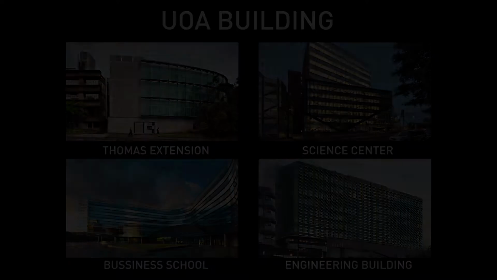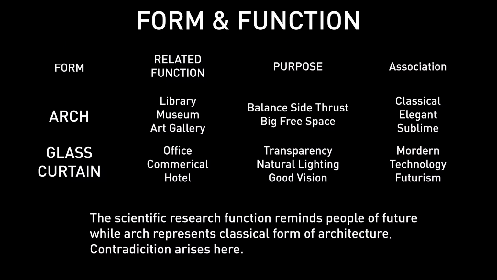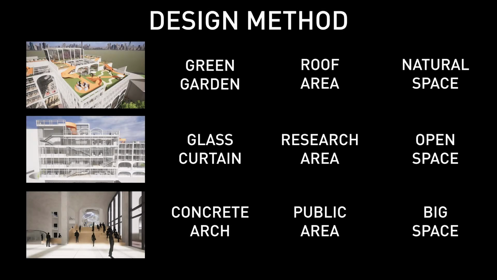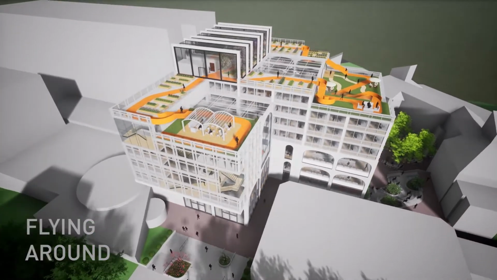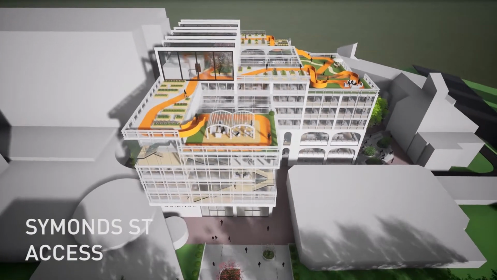I think people have a certain potential association with form and function. The labs remind people of the future, while the arc represents classical form. Contradiction arises here. Therefore, I use arcs for public spaces, in keeping with their starting point of creating larger spaces without columns. And the research area has a glass facade, making the labs more spacious.